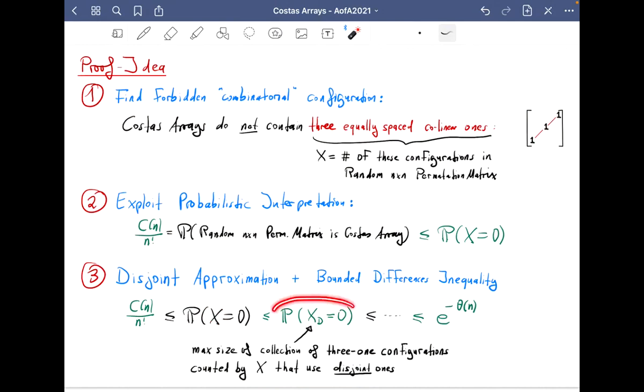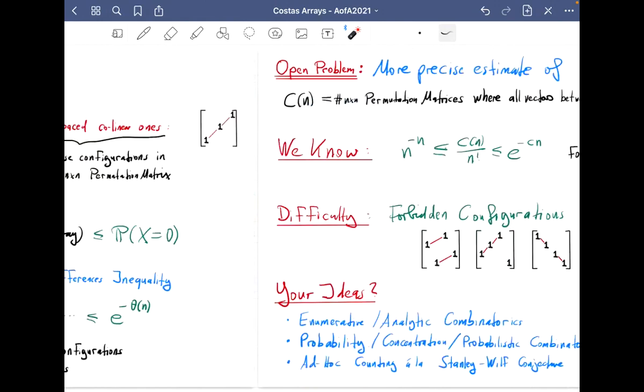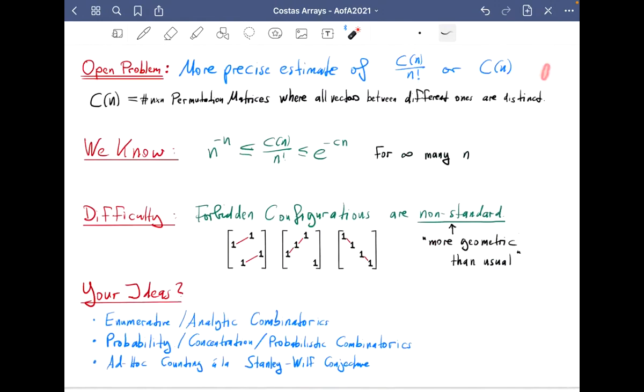The main open problem I have for you here, and I would really be interested to see some progress on this, is to get some more precise estimates on the number of Costas arrays or the corresponding density, meaning when we renormalize by n factorial the number of n times n permutation matrices. So where are we currently standing? We prove this upper bound that it's exponential in n, and we have this trivial lower bound that's at least n to the minus n for infinitely many n. And so the question really is, can we narrow this gap further?